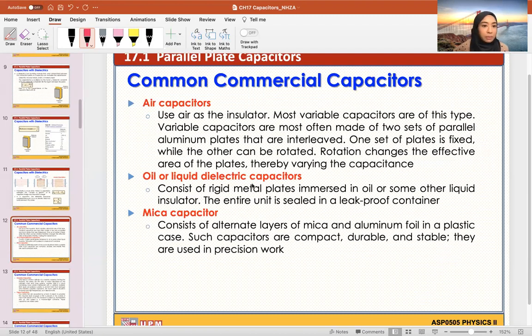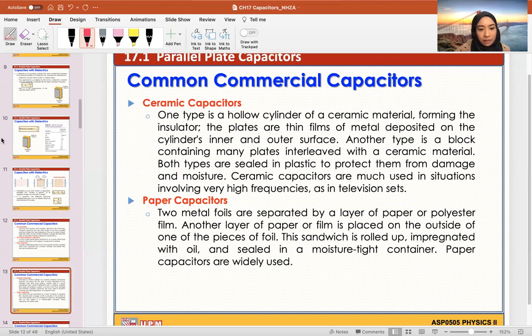Okay, there is. So it can be air. Air is what we have learned so far, because we have two parallel plates, one positive, one negative, and between them is nothing, so it's just air. And we can put in oil or liquid dielectric. And we can put in mica. Mica is a type of glass, I think. And then we also have ceramic, like pottery. And then paper. So these are the things that can be put in between the capacitor plates.